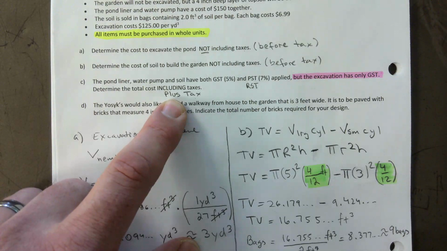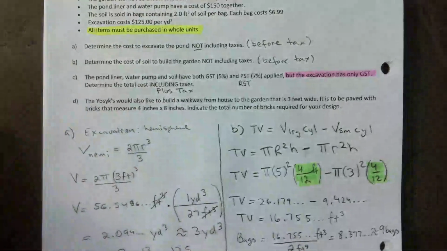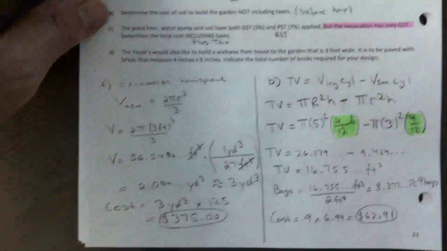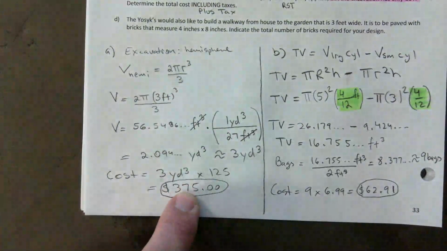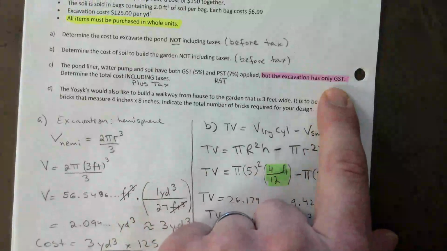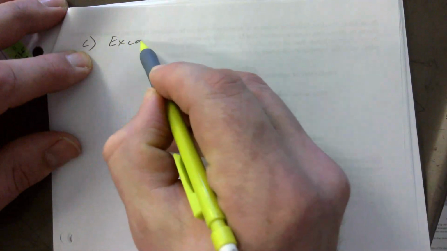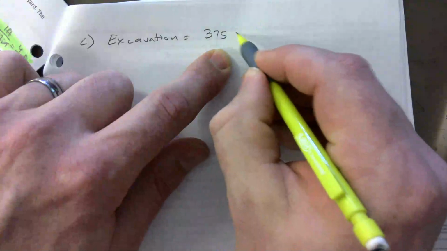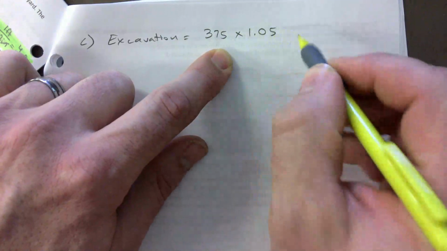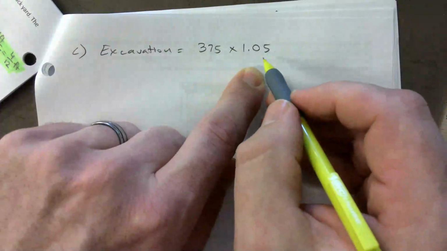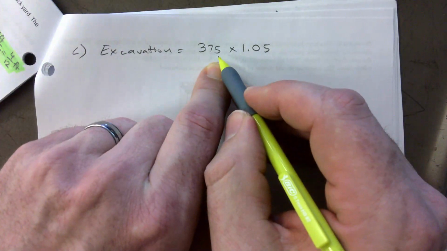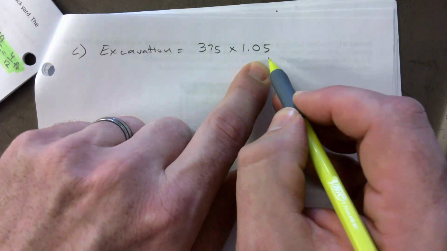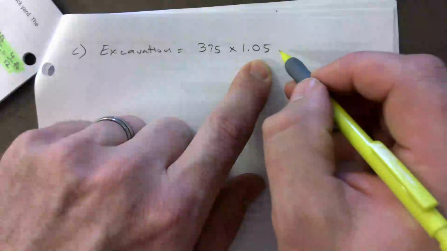So we're going to have to draw from everything we have so far. Let's do the excavation right away. The 375. That one only gets GST applied. We'll do that first. I'm going to go to 34. I'm going to do C here. Excavation. I'm going to go 375 times 1.05. And the reason being is 100% is the 375 and the 5% GST makes it 105%, so it's 1.05 as a decimal.